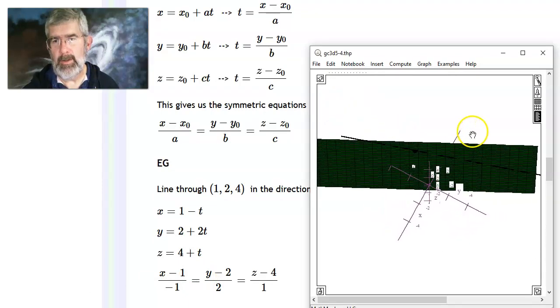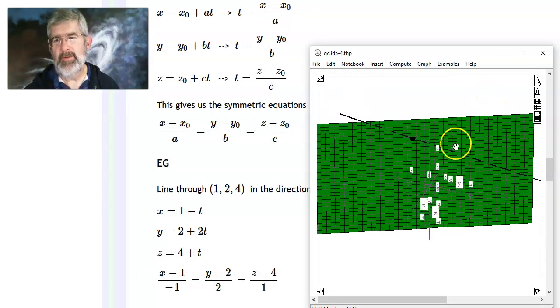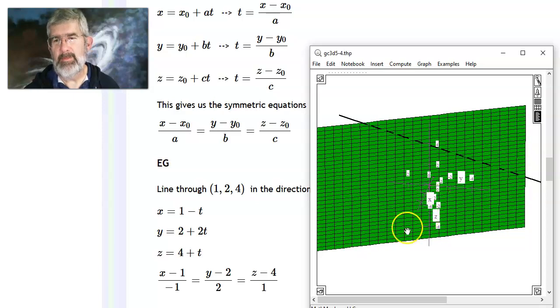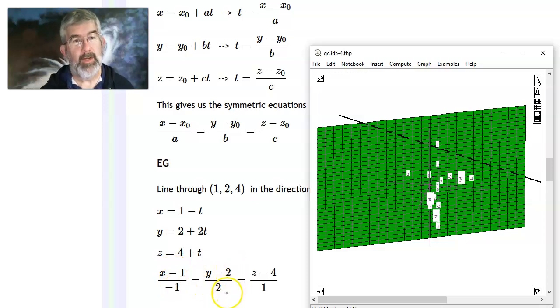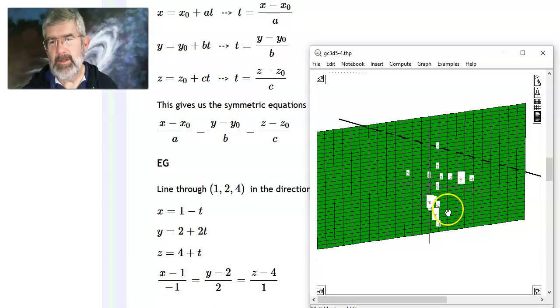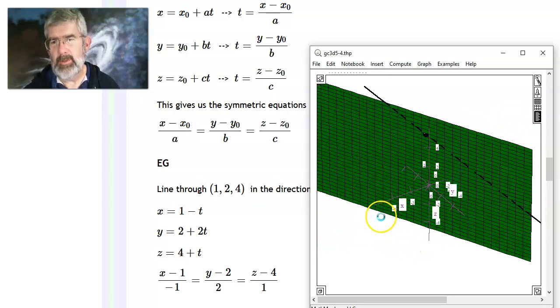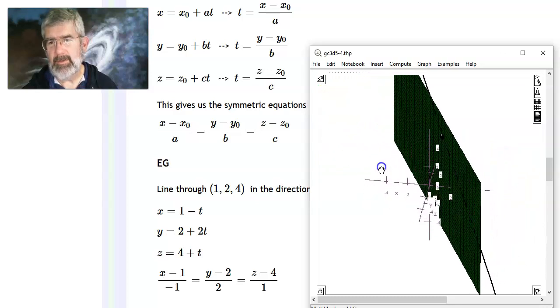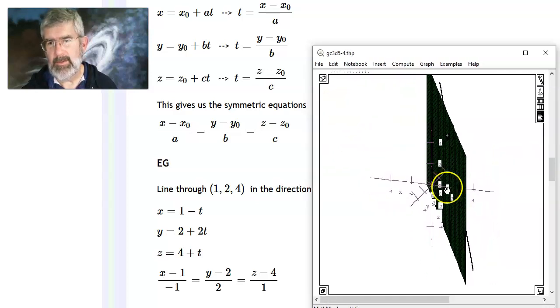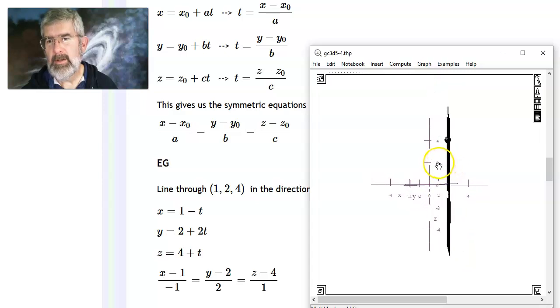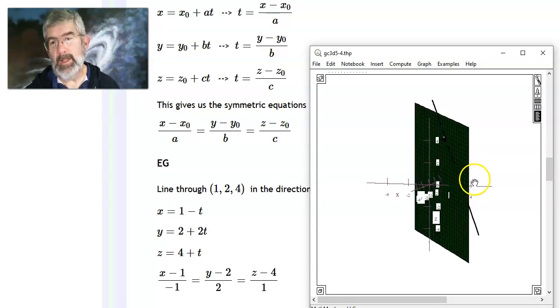Let me see if I can look at it. Oh, there we go. So this green plane is the plane determined by this first equation: x minus 1 divided by minus 1 is equal to y minus 2 divided by 2. Z is not specified in that equation, so this plane is parallel to the z-axis. And the line that I'm interested in is completely contained on that plane.